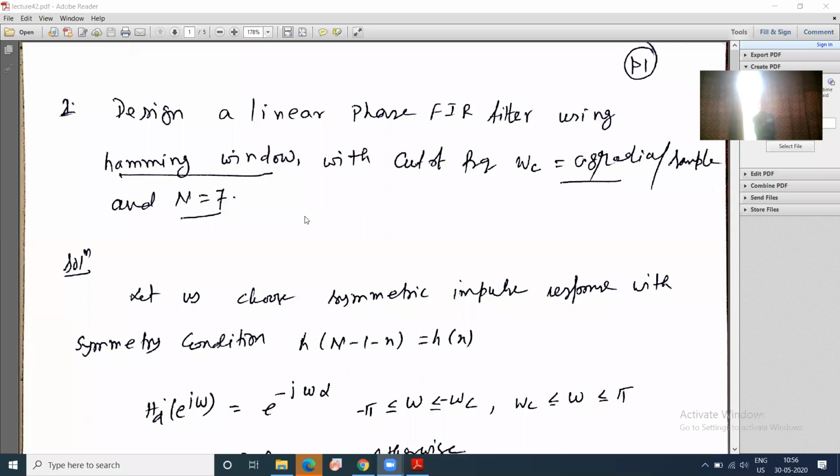Now, when no symmetric condition is specified, then you can assume any symmetric condition. But I have assumed h of n equal to h of N minus 1 minus n. Right, this symmetric condition I have assumed. Okay, so no symmetric condition is specified. So you can assume any symmetric condition. Okay.